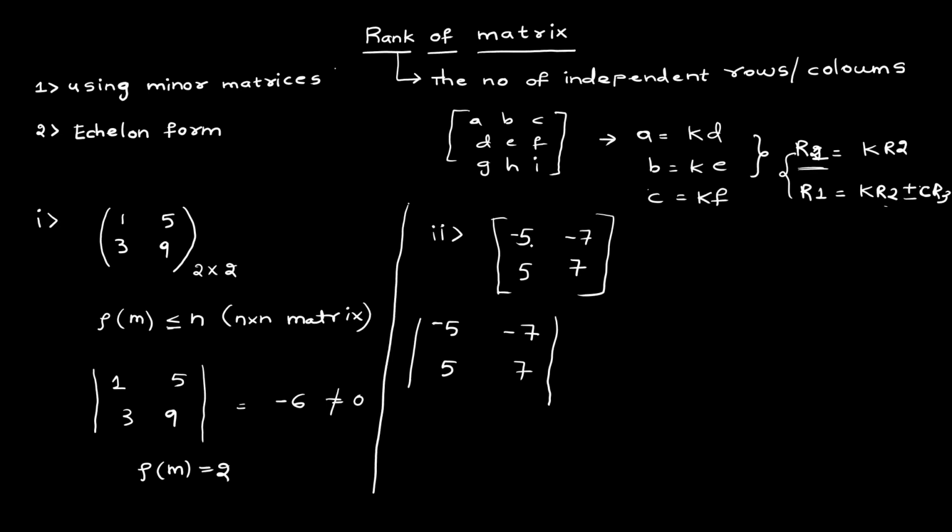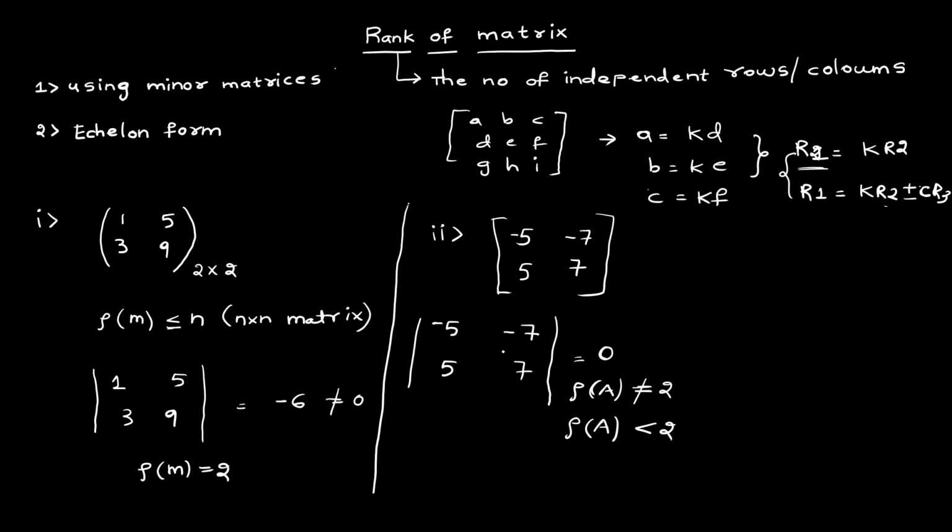Or else, if the determinant is equal to 0, we need to check the next smaller minor. For example, here the determinant is equal to minus 35 plus 35, that is equal to 0. So the rank of A is not equal to 2, because the determinant is equal to 0. Then the possible rank of A is always less than 2.